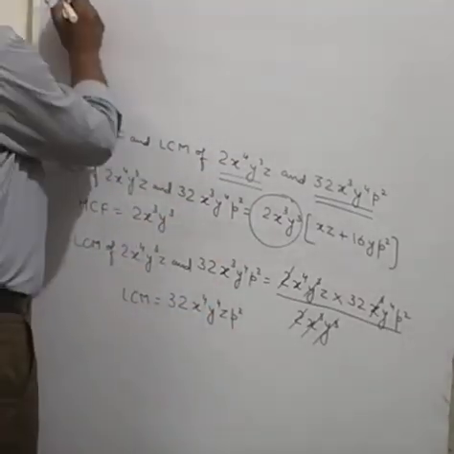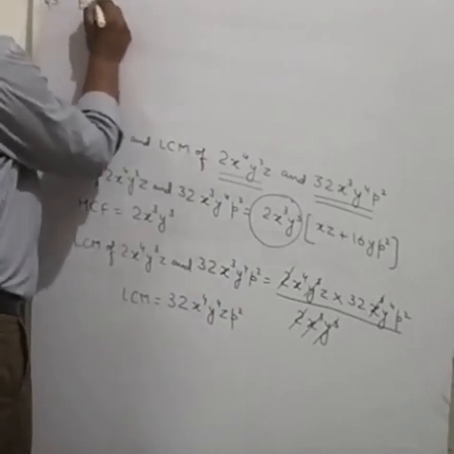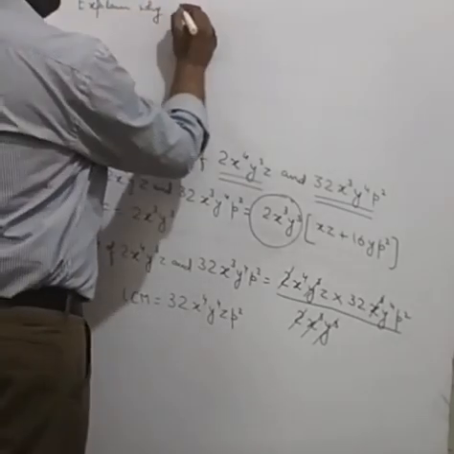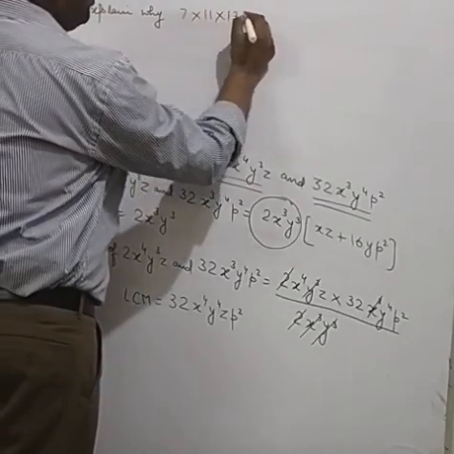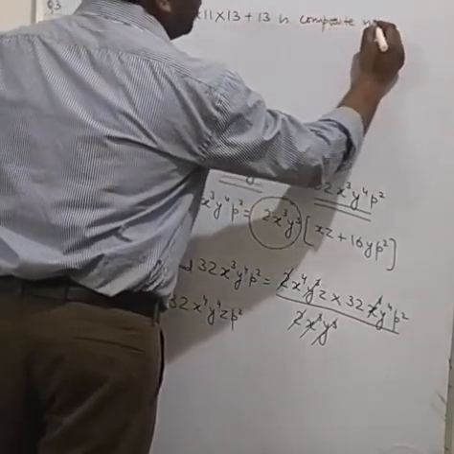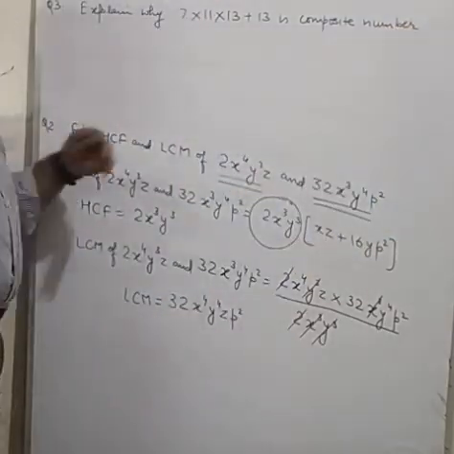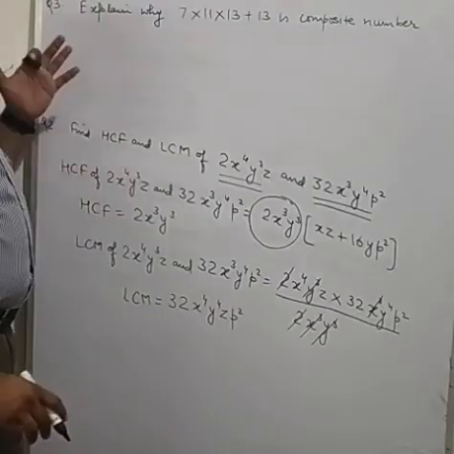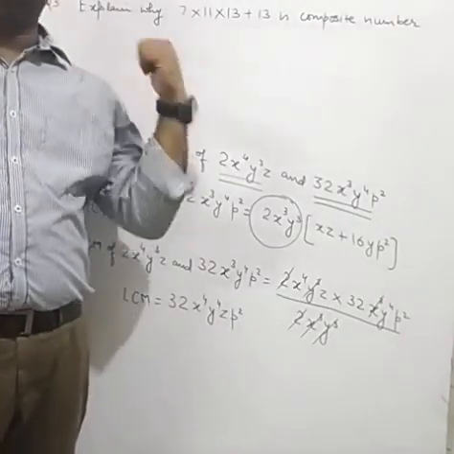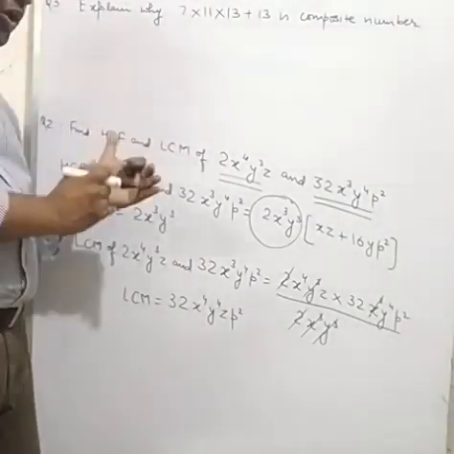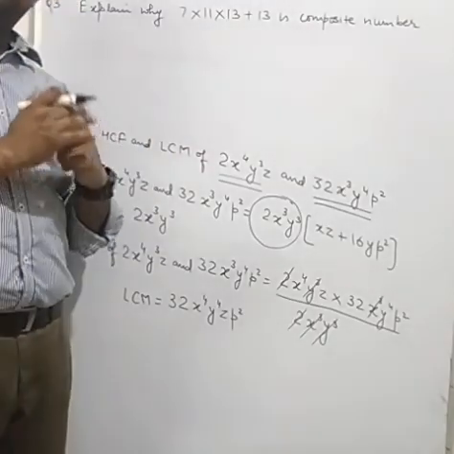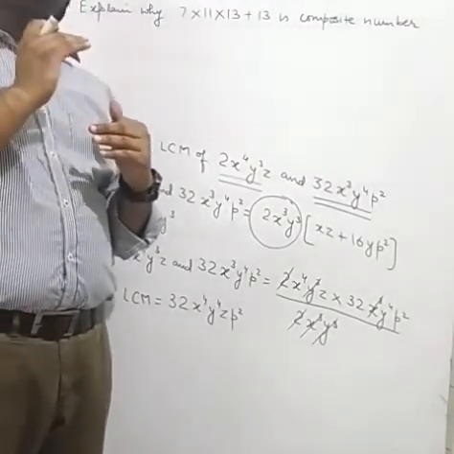explain why 7 into 11 into 13 plus 13 is a composite number. Now my question is, what is a composite number? So composite numbers are numbers having more than 2 factors, that is 3 or more. The other way of saying this definition is, composite numbers are those numbers whose factors are 3 or more.